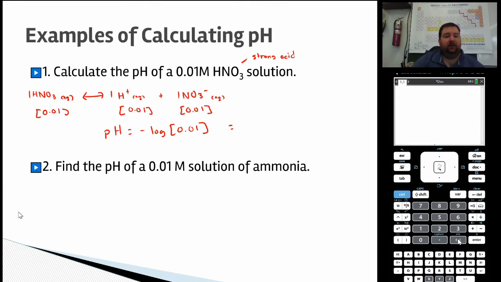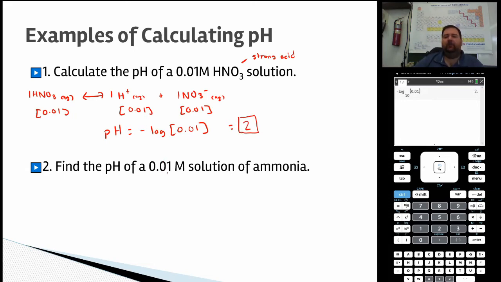Now remember, this little trick is only going to work for strong acids and strong bases. So I'm going to do the negative log of 0.01. And I'm going to find this has a pH of 2. Now a pH of 2, what is that? That's a strong acid. That's a very strong acid.